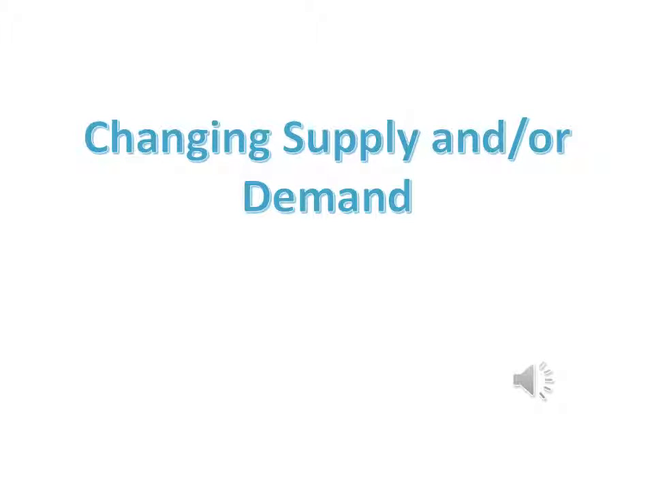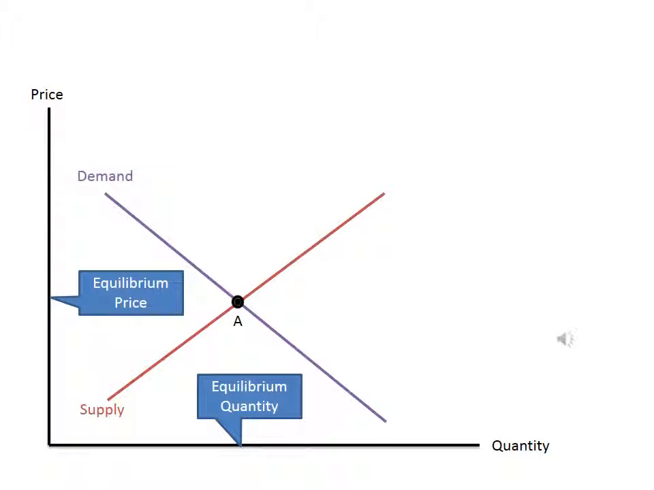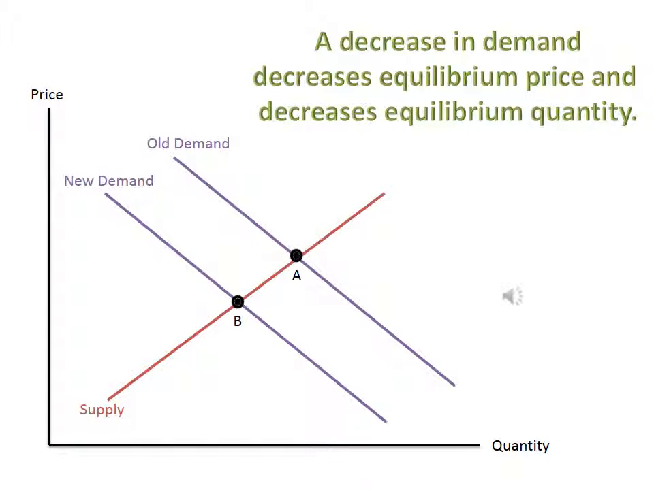In this video, we figure out what happens if we change the supply curve, the demand curve, or both. Let's imagine that we start at some point A, which we get by finding where the demand and supply curve intersect. This point A corresponds to an equilibrium price and an equilibrium quantity. Let's now consider what happens if we decrease demand.